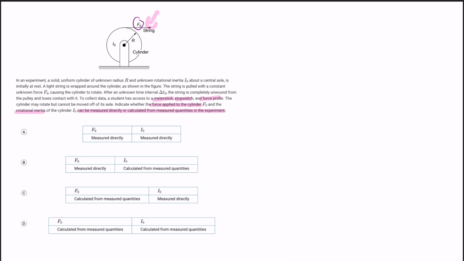No ifs, ands, or buts about it. So I'm going to look at my answer choices here, and I see that A and B suggest that F naught can be measured directly, and those are the only two, so I'm going to cancel out C and D right off the bat there.